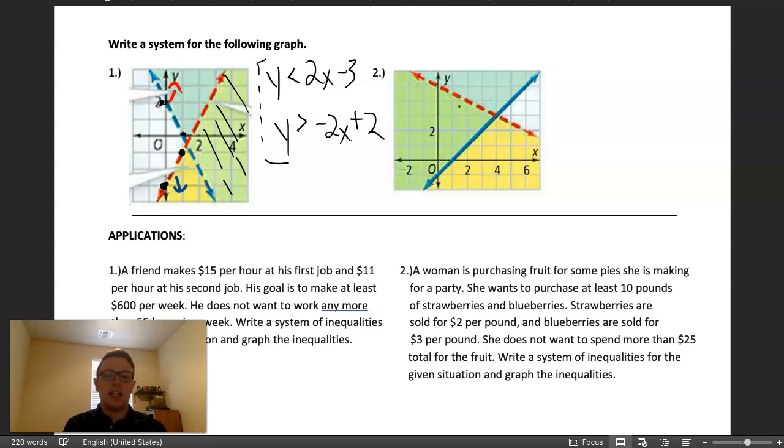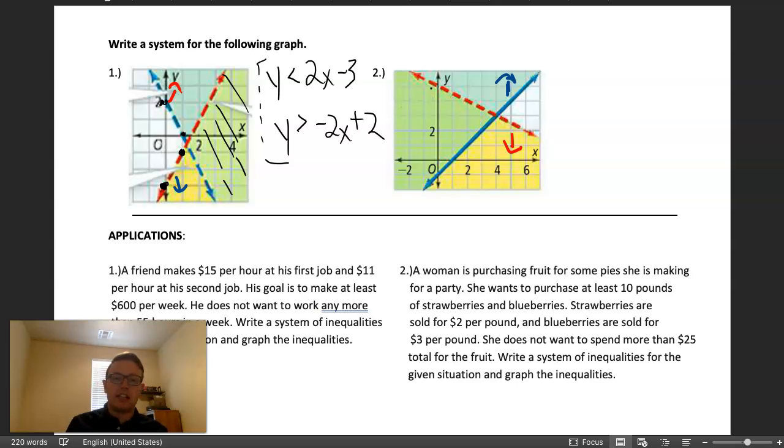Go ahead and try this set. What are our equations going to be? Looking at these, it looks like our blue line is solid, so we'll need to remember that, and we're shading above it, whereas our red line, we are shading below it.